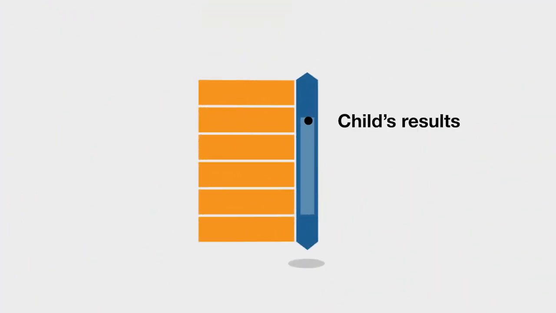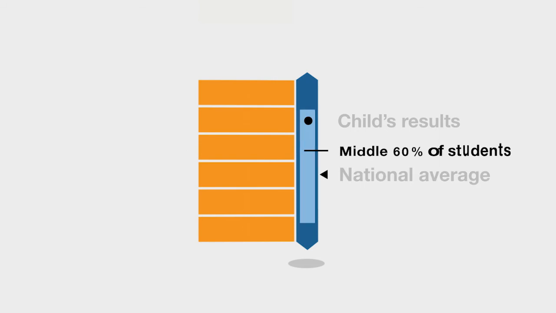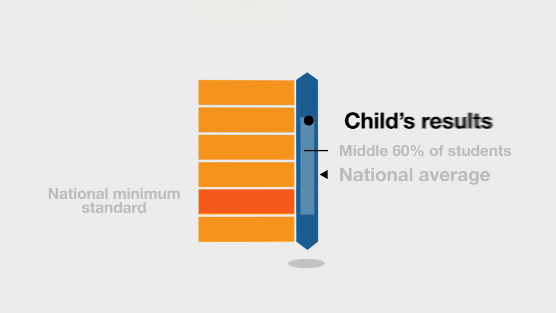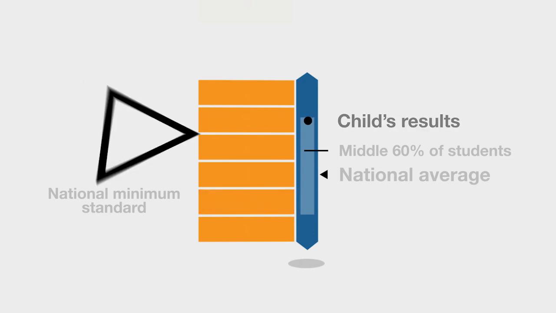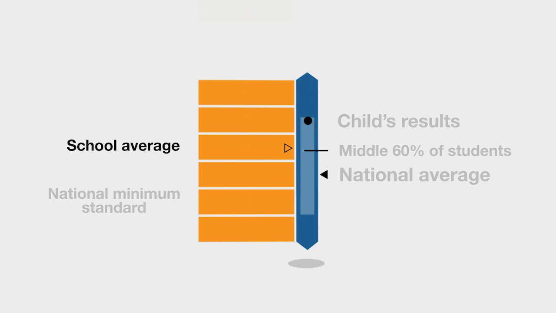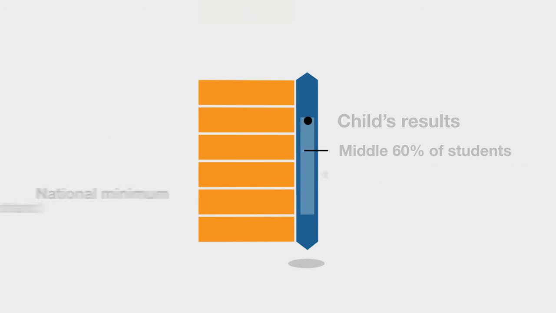Parents receive a report which shows the national average, the range for the middle 60% of students, the national minimum standard, and how their child is performing. Some states and territories will also provide the school average. It is important, however, that parents consider these results along with other school-based assessments and reports.